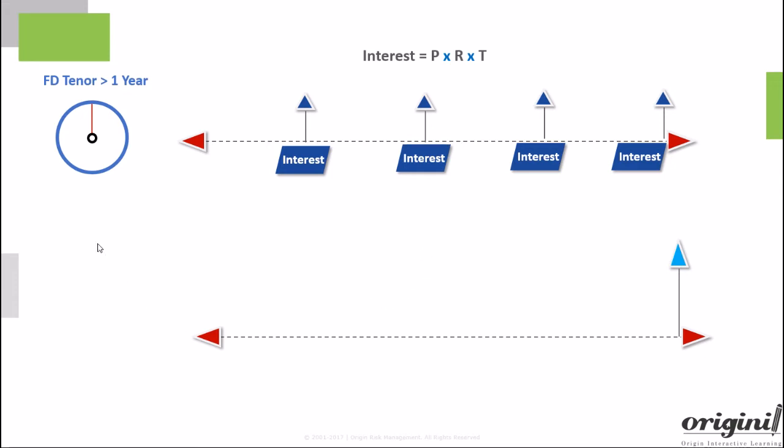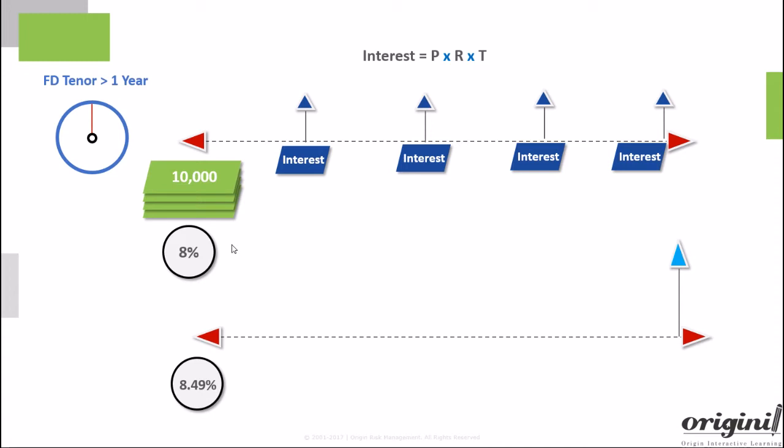A 2-year deposit that pays interest of 8% per annum semi-annually would pay an interest of 8.49% if all the interest is paid at maturity. Based on this, it may appear that the second option pays higher interest than the first option. That means, if you were to invest 10,000 rupees in a 2-year deposit that pays semi-annual interest, then it would pay interest of 400 rupees every 6 months.